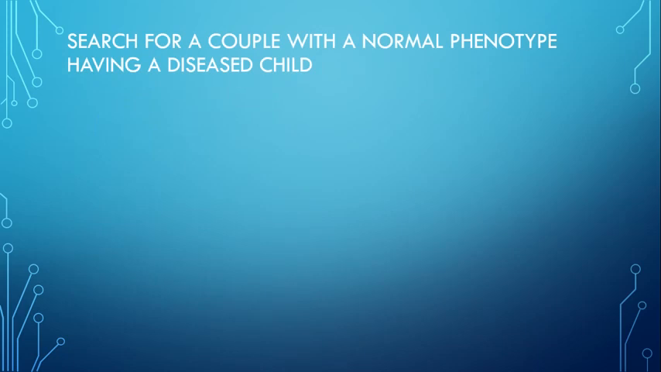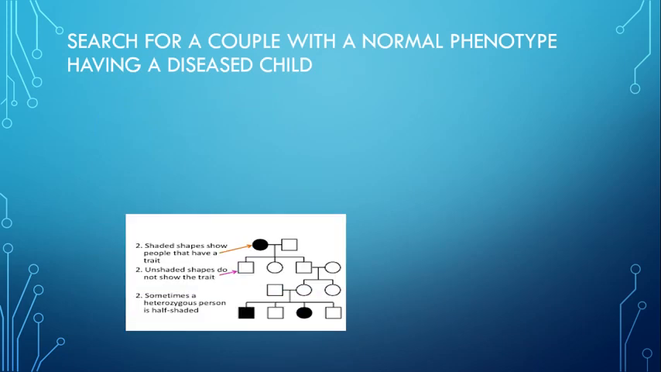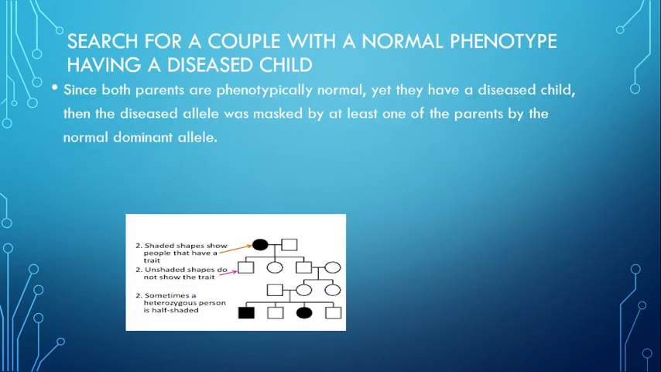Why shall we say at least one of her two parents? This is to take into consideration that the studied trait might not be autosomal, and in this case, one copy of the disease allele might be enough to show the studied trait. So this is what we're supposed to be writing. Since both parents are phenotypically normal, yet they have a diseased child, in this case two diseased children, then the diseased allele was masked by at least one of the parents by the normal dominant allele.